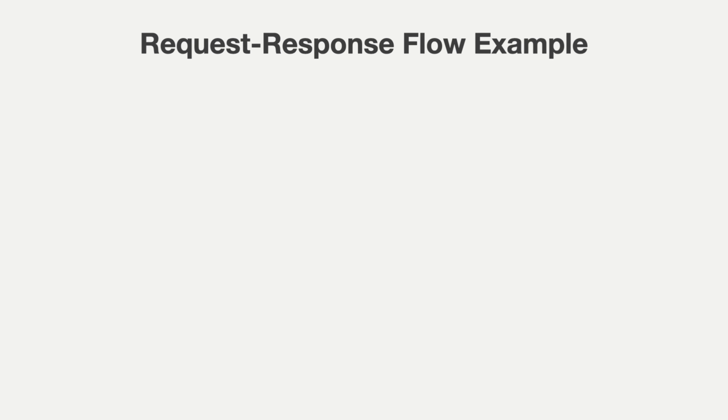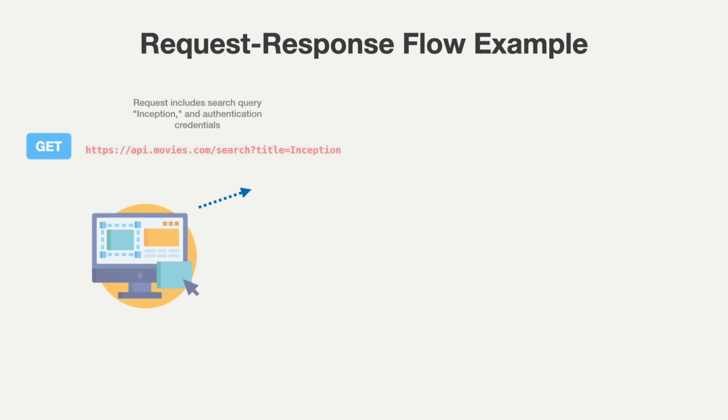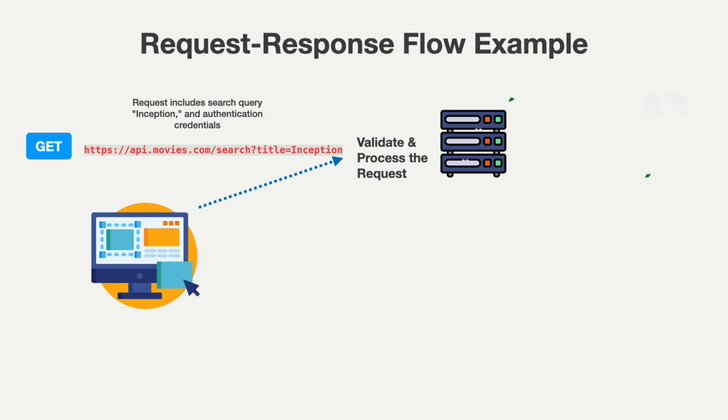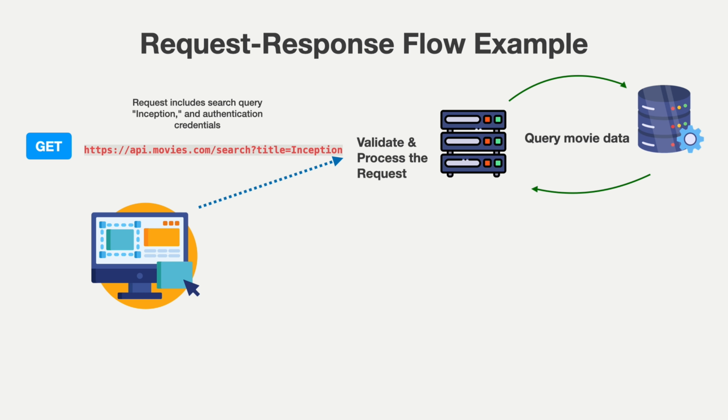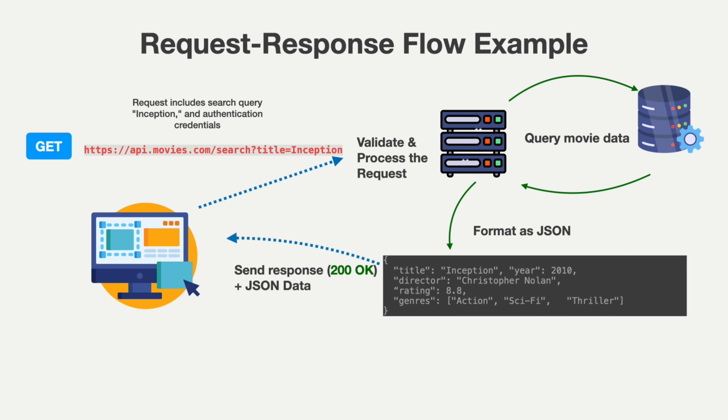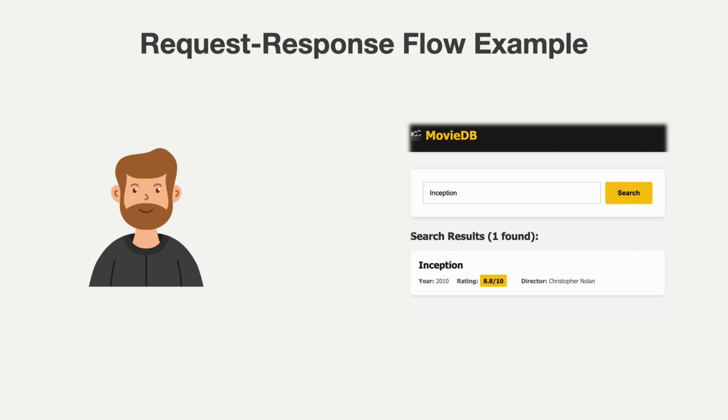The front end, your movie app, sends a request to the server. The request includes everything the server needs: the search query Inception, and authentication credentials. The server receives the request, validates it, then queries the database for movies matching Inception. Finally, it formats the results into a structured response. Then it sends back the response containing the data as well as the status code. In this case, 200 OK means success. When the front end receives the response, it parses the JSON and shows the data to the user.